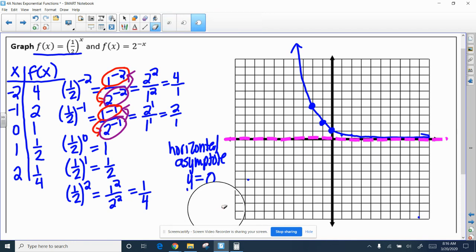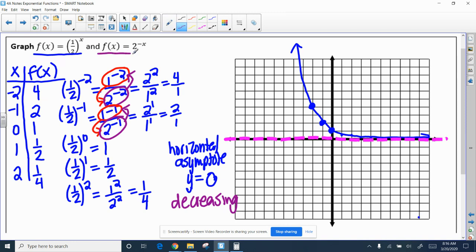But the important thing to notice about this one is that the graph is decreasing as we go from left to right. It's going down as we go from left to right. So this would be an exponential decay function. So when our base was a fraction, we ended up with a decreasing function.